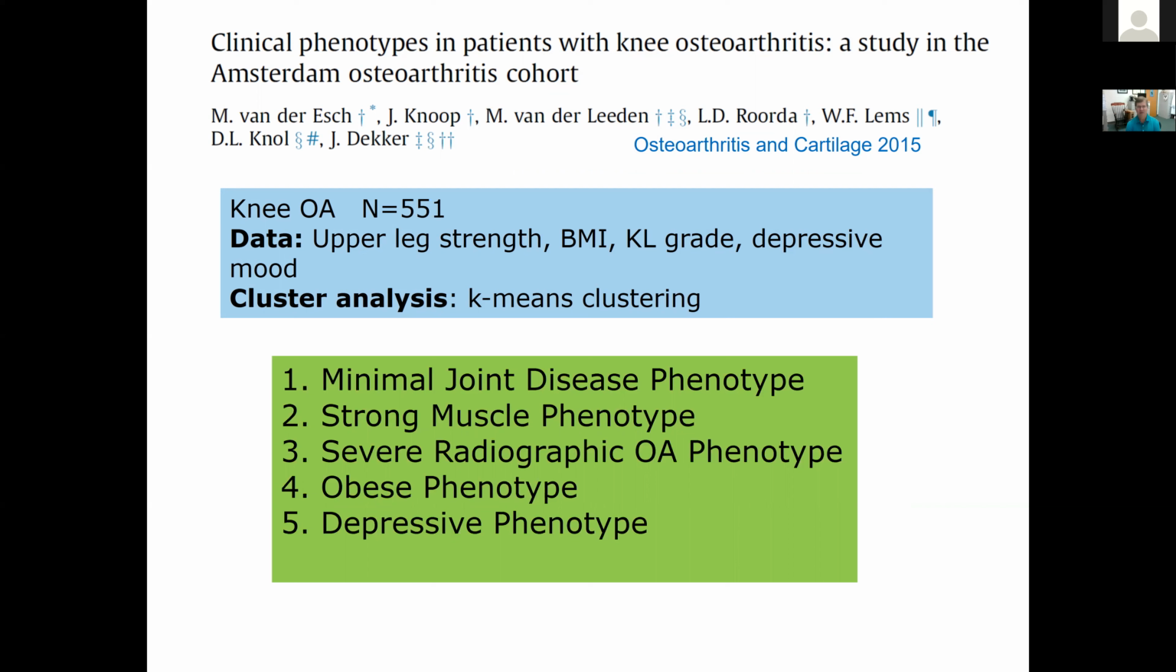So to me, this is not very helpful in terms of defining phenotypes, because it was really just driven by the data that they used for clustering. And of course, those data measures ended up in 5 different phenotype clusters.